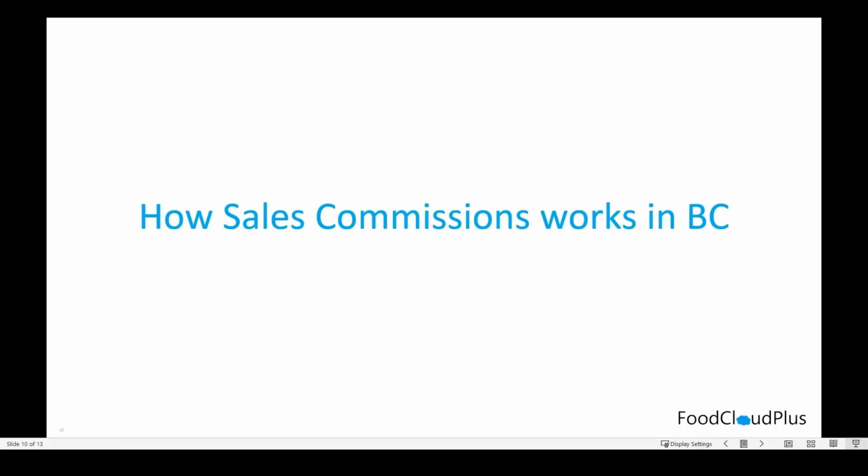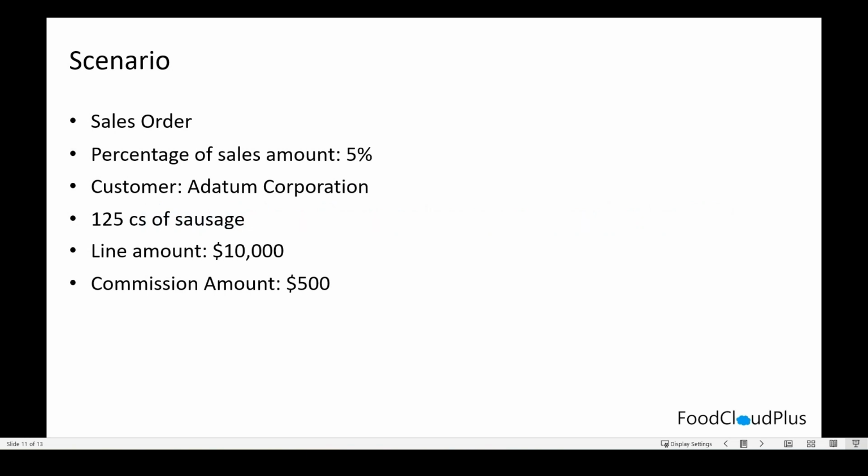So now that we've completed our setup process, let's take a look at how sales commissions works in Business Central through a scenario. Let's assume that in this scenario, we have a sales order that is going to calculate a commission based on the percentage of sales amount, and that value is going to be 5%. Our customer is going to be Adatum Corporation, and the order is going to be for 125 cases of the item sausage. This would mean that the line amount total is going to be $10,000, and therefore our commission amount should be $500.